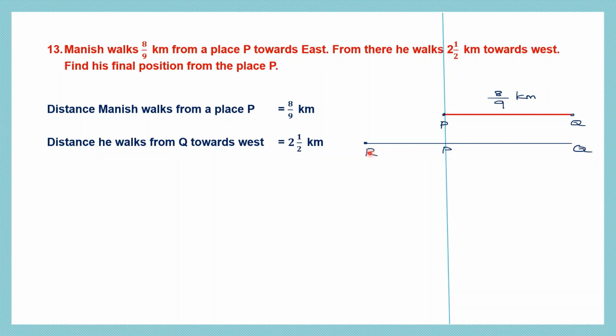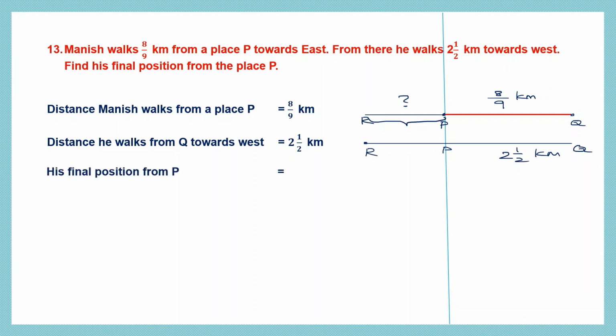Now we have been asked to find his final position from the place P. From the place P, what is his final position? So from here to here, this is the distance that we need to find. The distance from P to R is the distance that we need to find. This is 8 by 9. Down it is 2 1 by 2 kilometers. We need to find this portion from P to R, which is his final position.